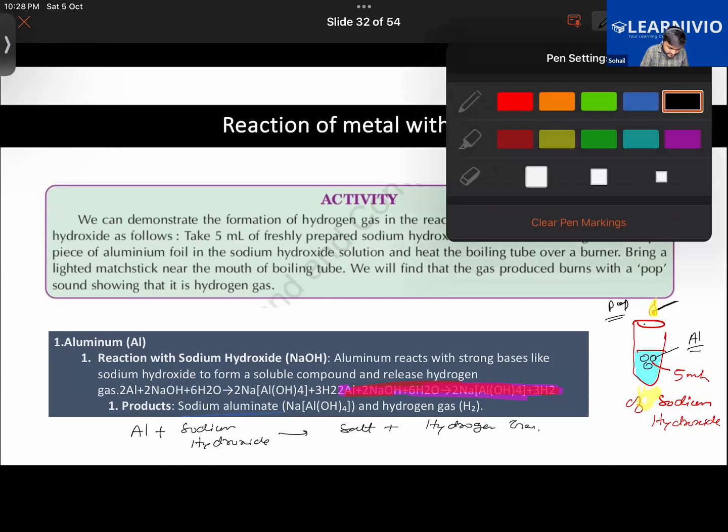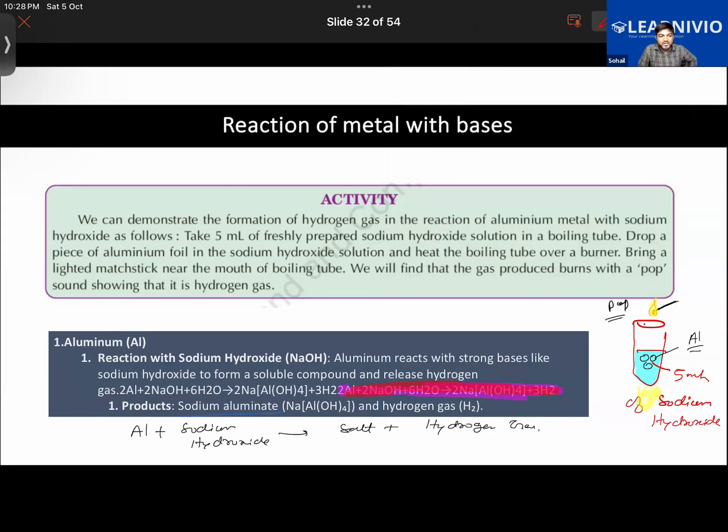So that is the case of the metals reacting with the bases. But the majority of the metals don't react with base. Keep that in mind. Only some metals would be reacting with the bases, like aluminum, zinc or lead, and only with strong bases. So examples of metals that react are zinc and aluminum. They will react with base to give salt and hydrogen gas.